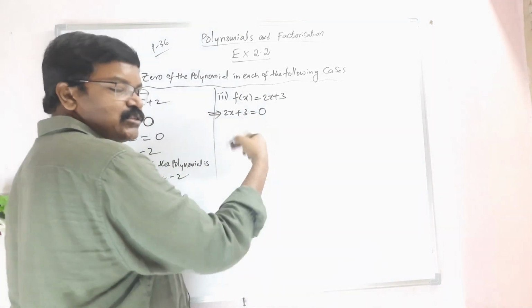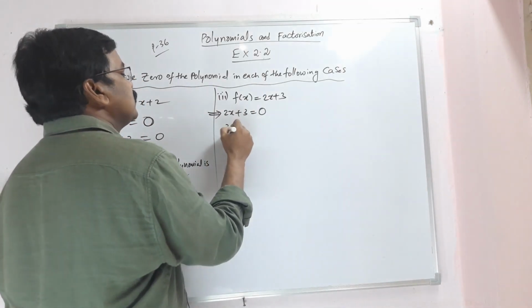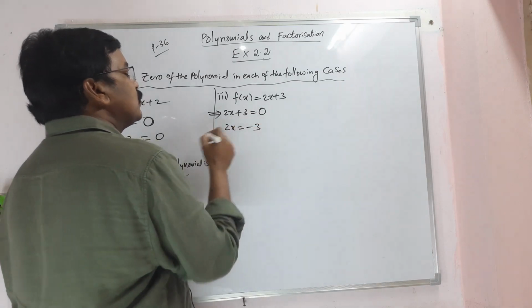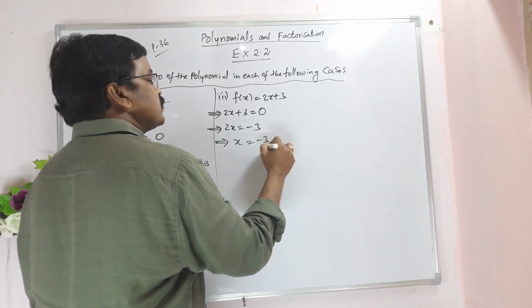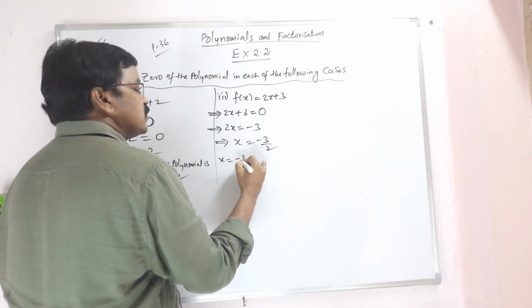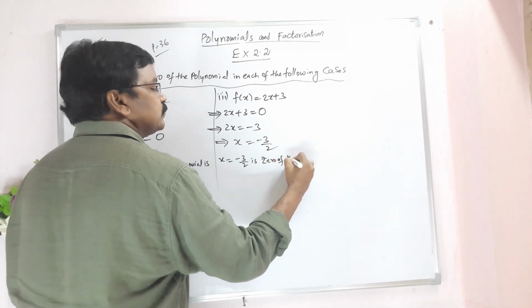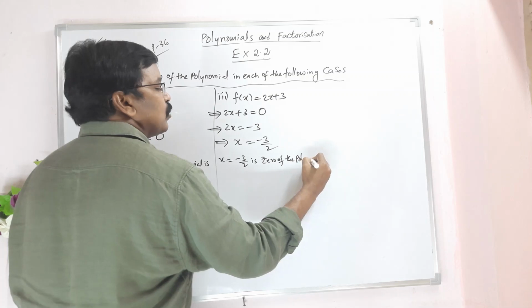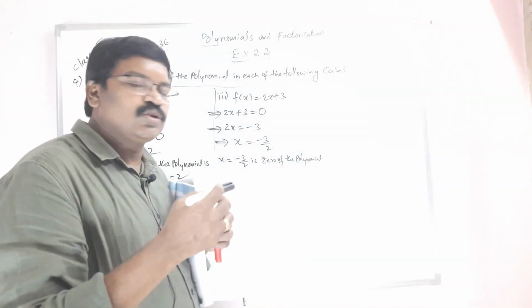That means f of x is equal to 0. 2x plus 3 is equal to 0. F of x means 2x plus 3. So here 2x is equal to minus 3. That means x is equal to minus 3 by 2. You can verify, students. So x equal to minus 3 by 2 is the zero of the polynomial.